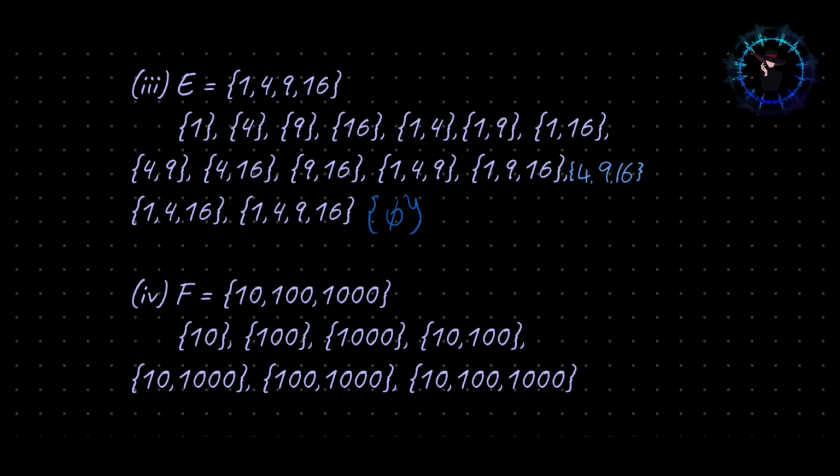So here what have we got? 10, 100, 1000. 10 single, 100 single, 1000 single, 10 and 100, 100 and 1000, 10 and 1000, 10, 1000 and 100, along with a null set. These are the subsets that can be made with the numbers.